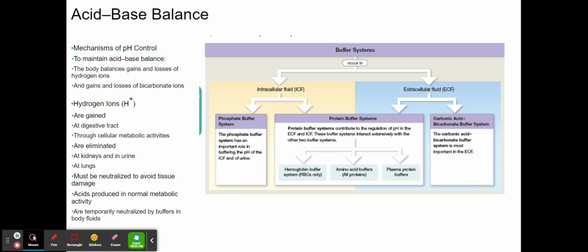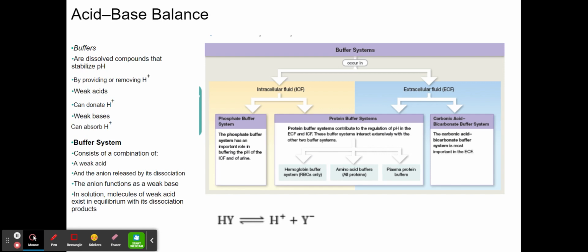These sites of elimination are far removed from the sites of acid production. As the hydrogen ions travel through the body, they must be neutralized to avoid tissue damage. Buffers and buffer systems in body fluid temporarily neutralize the acids produced by normal metabolic operations. Buffers are dissolved compounds that stabilize the pH of a solution by adding or removing hydrogen. Buffers include weak acids that can donate hydrogen and weak bases that can absorb hydrogen.